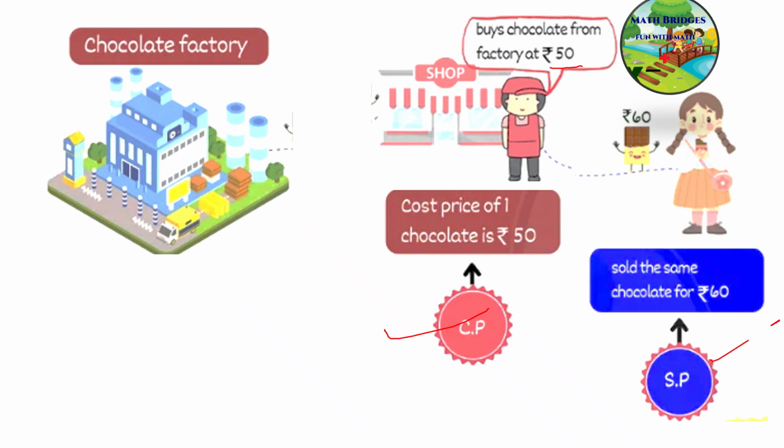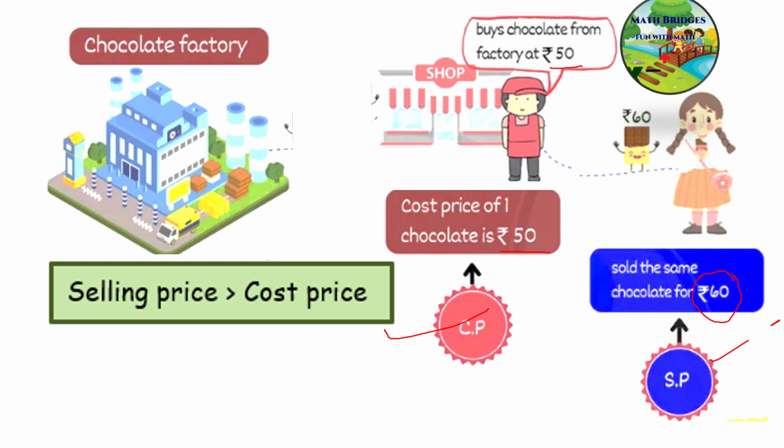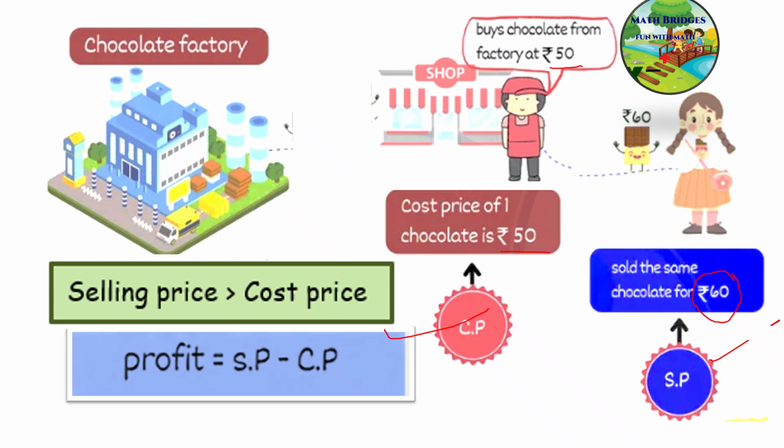Now if you observe here, cost price is 50 and selling price is 60. Selling price is more than the cost price. So when selling price is more than cost price, it is profit. That means we do rupees 60 minus rupees 50, which is 10 rupees profit he got. So the profit formula is SP minus CP, which is selling price minus cost price.